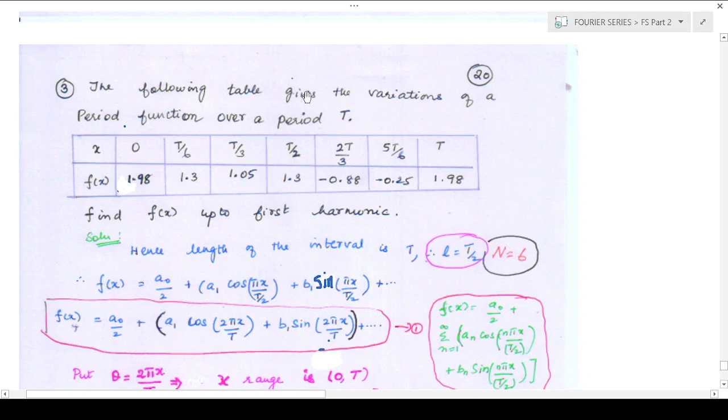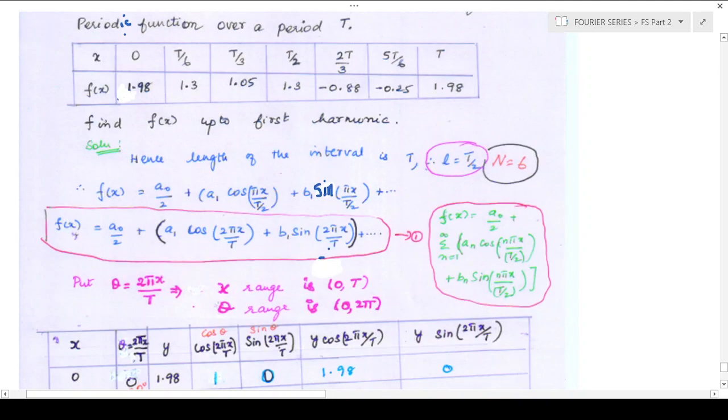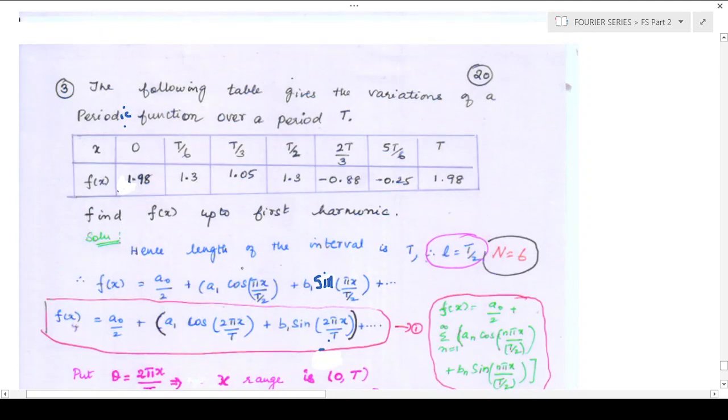Now, the following table is given. The following table gives the variations of a periodic function over a period t. Over a period t means the interval is 0 comma t, right? If the interval is 0 comma t, then the small l is upper limit minus lower limit by 2, so t by 2 it is.